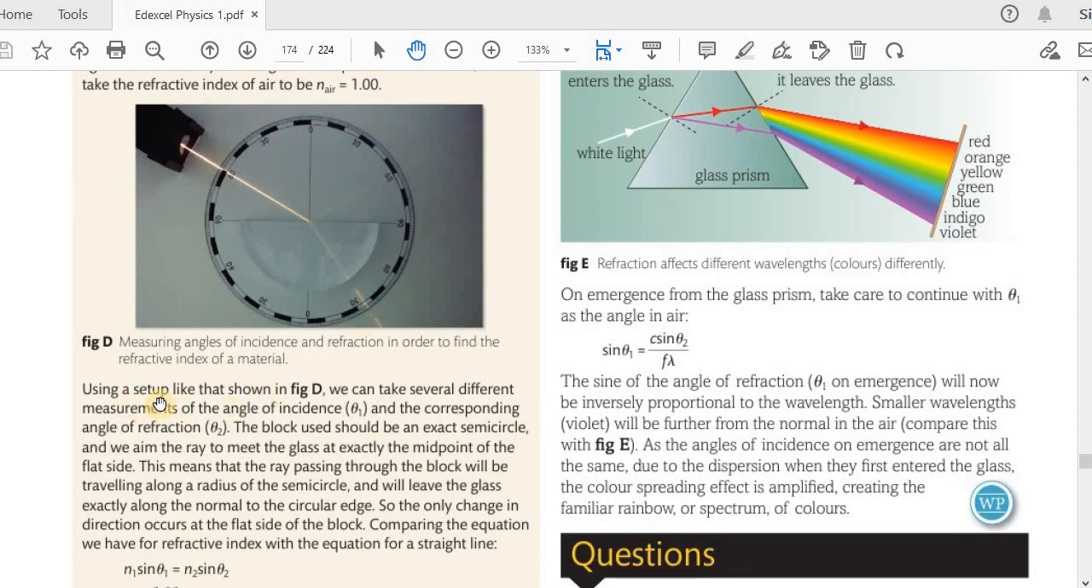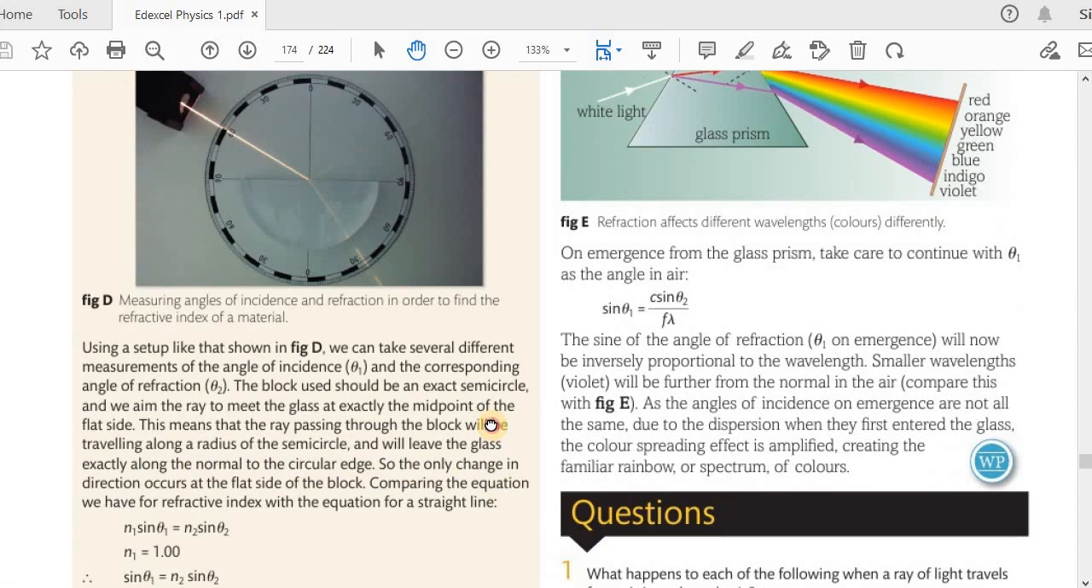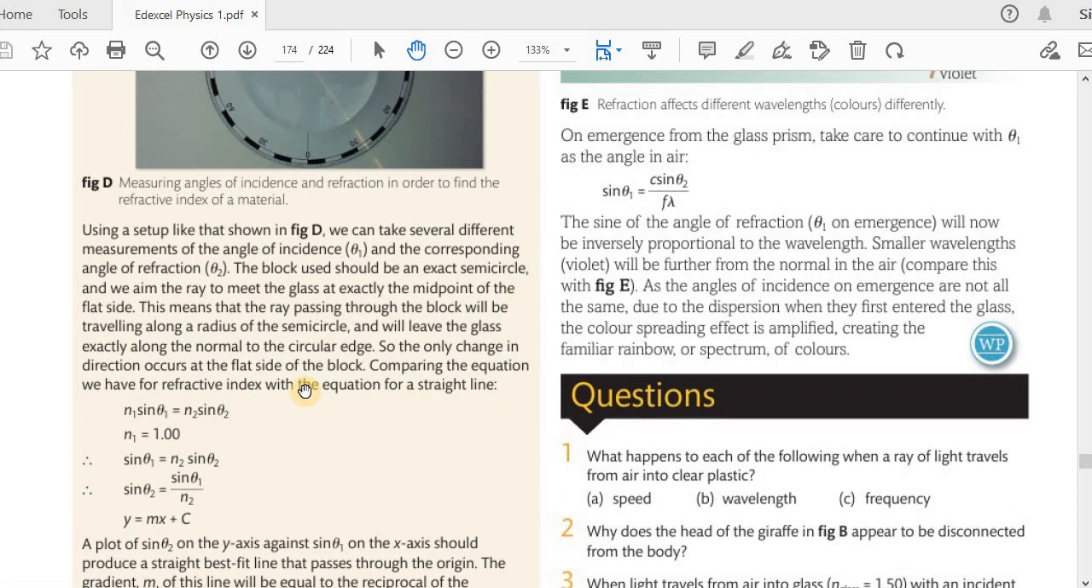Okay, let's see. Using a setup like that shown in figure D, we can take several different measurements of the angle of incidence theta 1 and the corresponding angle of refraction theta 2. I already explained this. The block used should be an exact semicircle, and if we aim the ray, again quickly, to meet the glass at exactly the midpoint of the flat side, this means that the ray passing through the block will be traveling along a radius of the semicircle, and we leave the glass exactly along the normal to the circular edge. So the only change in direction occurs at the flat side of the block.